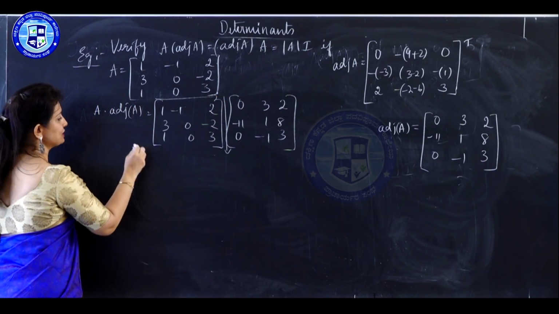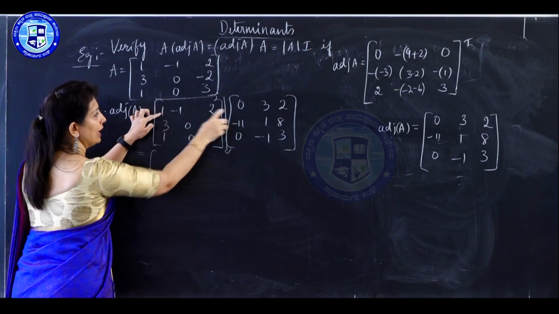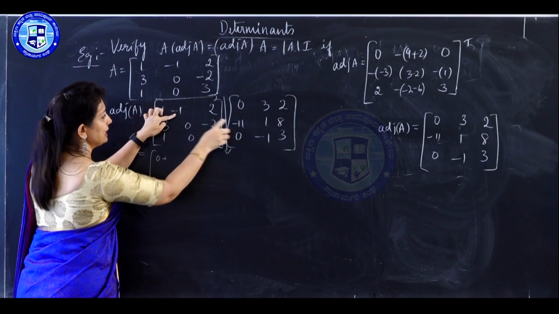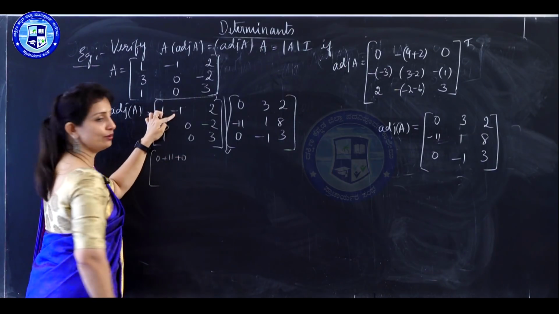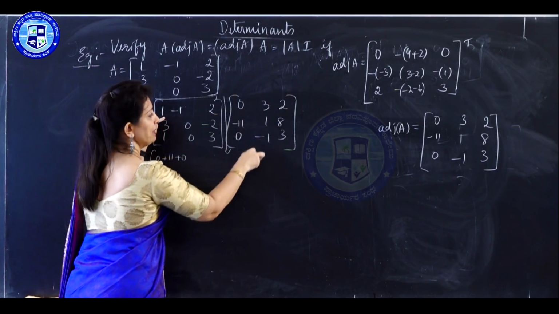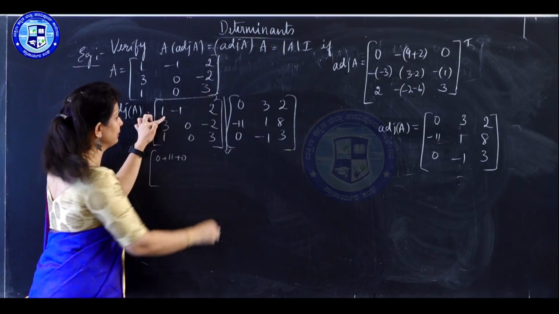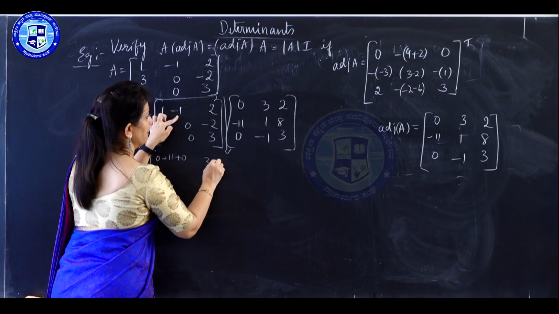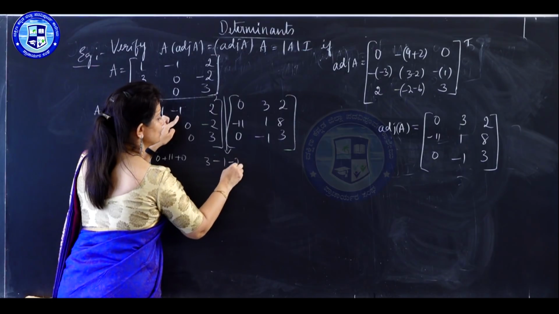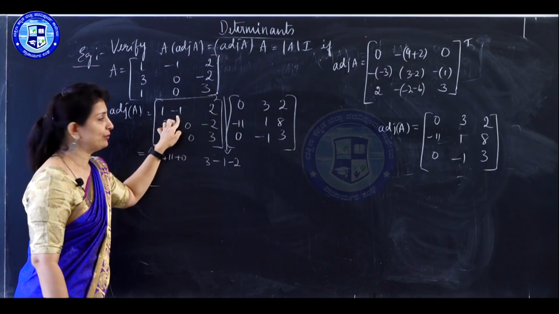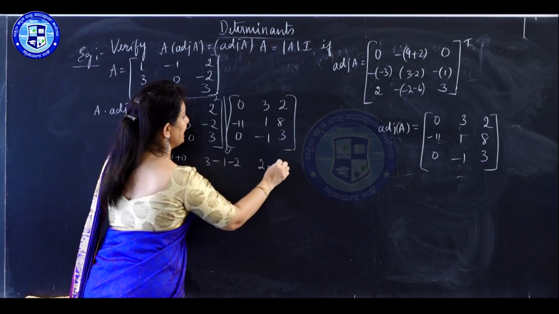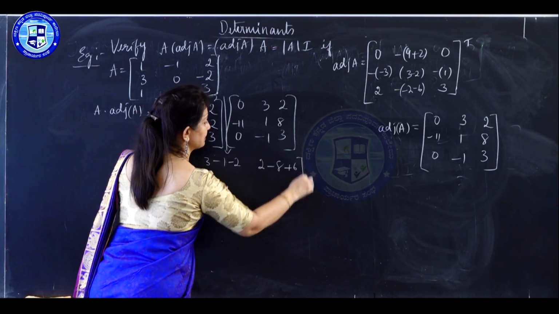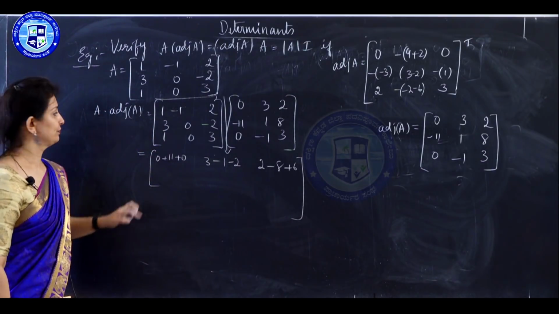Multiplying the first row with the first column, we have 1 into 0 plus minus 1 into 11, which is minus 11, plus 11, so 0... here it is 11. First row multiplied by the second column: 3 minus 1 minus 2, 3 minus 3, we get 0. First row, third column: 2 minus 8 plus 6, it is also 0.